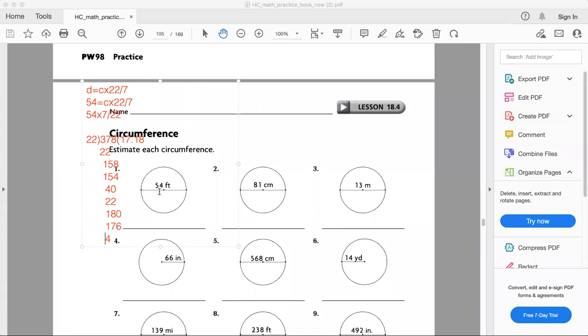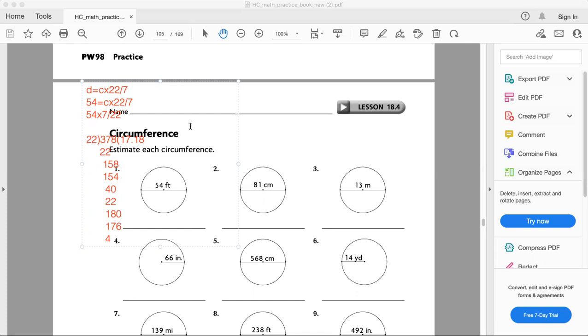Okay, Devanshu, here the diameter has been given as 54 foot. Now you have to find out the circumference. The relation between diameter and circumference is diameter equals circumference into 22 by 7. We all know that the diameter is 54 foot, so we write 54 in place of diameter.